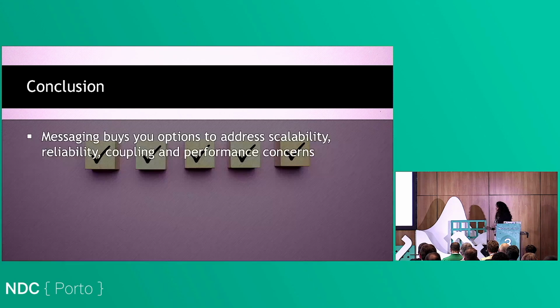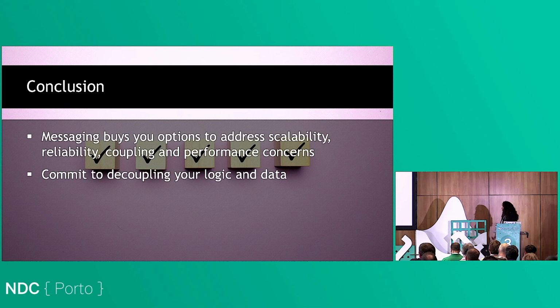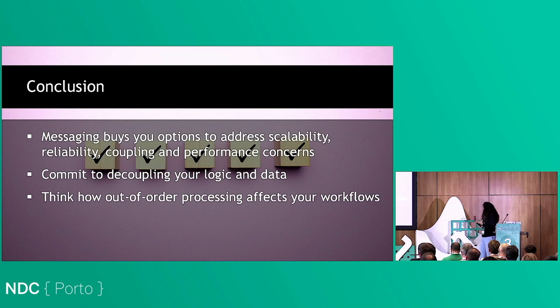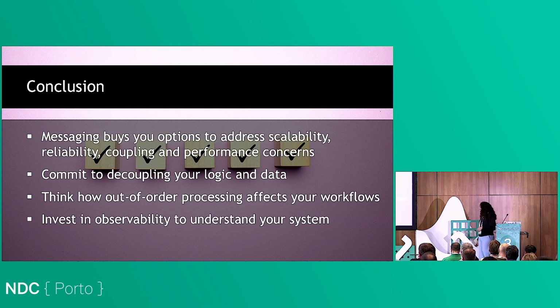And one of the ways that I like to think of it is that messaging buys you options, right, to address things like scalability and reliability and reducing the coupling and handling those performance concerns. But you have to commit to decoupling your logic and data and to try to build those components to basically operate in an autonomous manner to become really successful. Think also about how out-of-order processing is going to affect your workflows, and try to build your system in a way that it doesn't really matter as much, right?